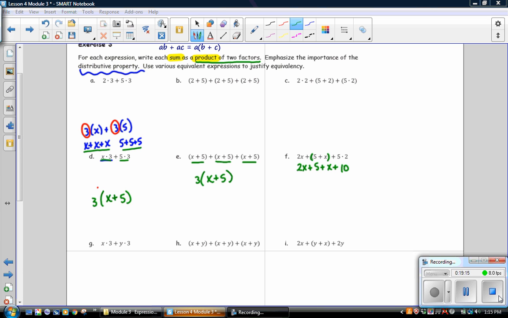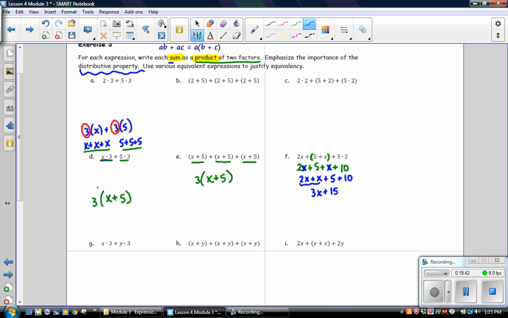Using any order, any grouping, I'm going to reorganize this so that my like terms are collected. So I'm going to put the 2x plus x. Then I'm going to put my constants at the end of the problem, 5 plus 10. Collect your like terms. 2x plus 1x is 3x, and 5 plus 10 is 15. And these terms cannot be combined because they are unlike terms.